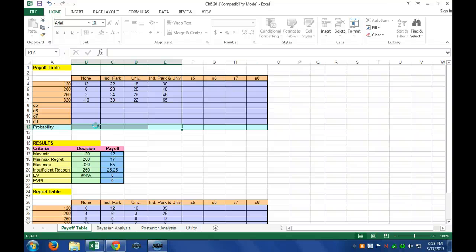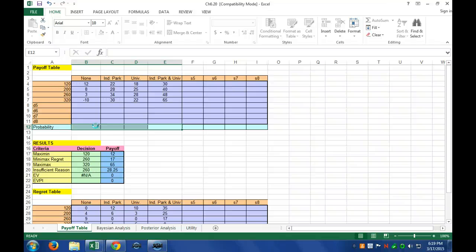If I were very pessimistic, I might use the maximin. The maximin says look across all of the payoffs, all the decisions, and look at the worst case scenario, and then pick the best of the worst case scenarios. Pick the maximum of all the minimums. The minimums here would be 12, 8, 3, and negative 10. Based on that, the highest number is 12. The template does this for us, but if we're using the maximin criterion, build a 120 room hotel, and our payoff is 1.2 million basically.